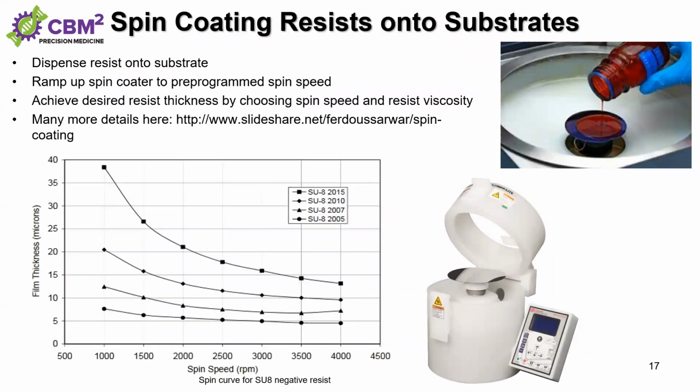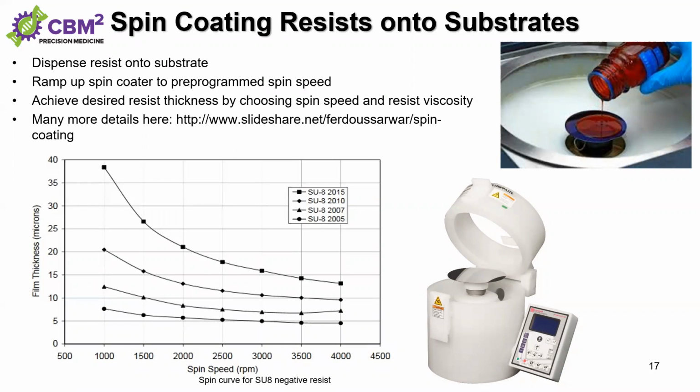So now, how do we apply the photoresist onto the substrate? For most cases, we use spin coating. You first dispense the photoresist onto the silicon substrate, and then you spin. This curve shows film thickness as a function of the spin process. As you can expect, as you spin faster, the final thickness of the photoresist will be lower.